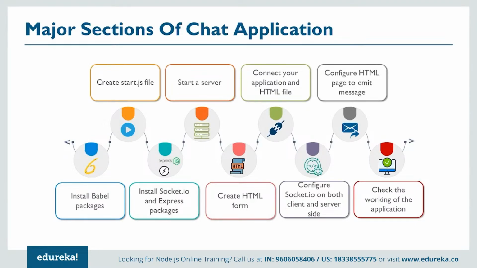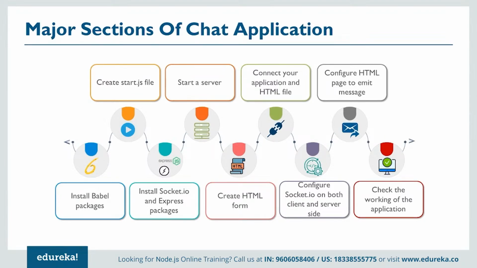So we will install Babel packages so that the application can support ES6 syntax. Babel would transpile the ES6 syntax to ES5 syntax. We will create a start.js file, install all the required packages, the socket.io and the express packages. We'll start the server, create the HTML form. The forms would be basic forms for chatting or sending messages.